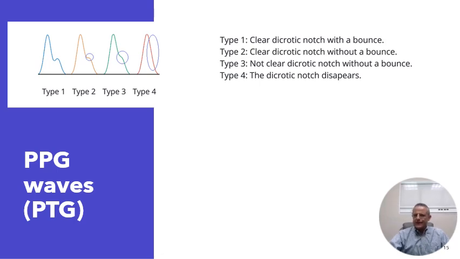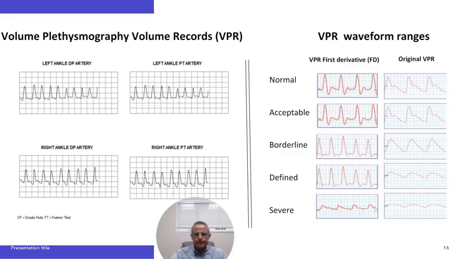PPG waveforms are slightly different. This has to do with the technical method and the mathematic calculation that is occurring for the graphing. But what we see with normal is a dicrotic notch with a slight bounce occurring after it. You see that right here, as opposed to a type 1 where we're starting to get some mild disease where we don't get that upward bounce. And then in the more severe, this is completely lost and we have just a monophasic type of appearance.